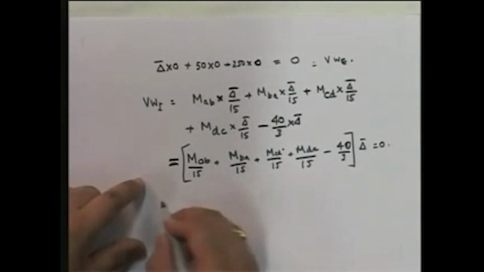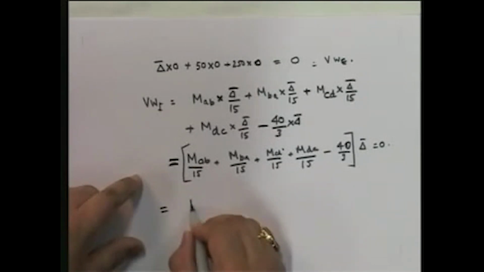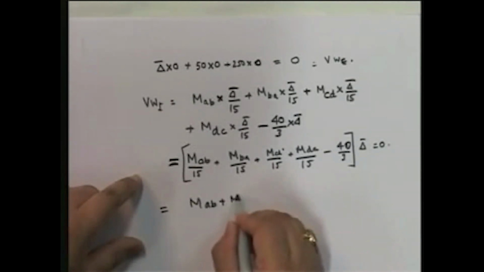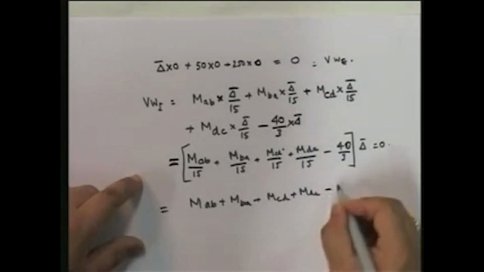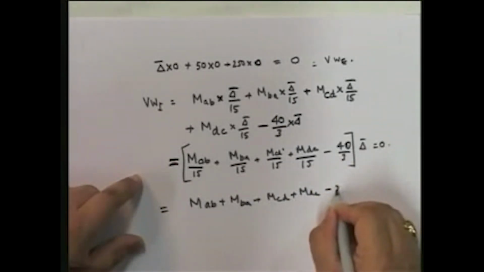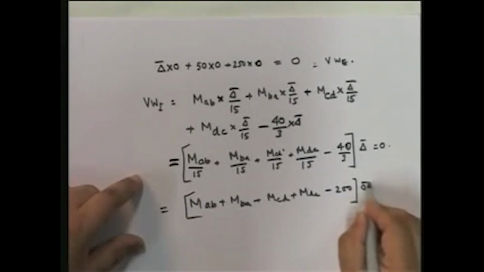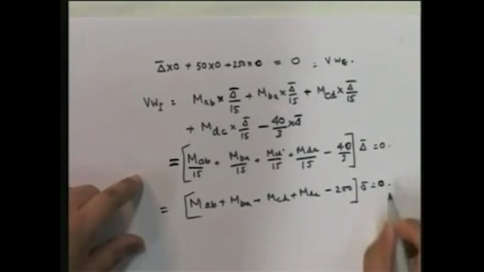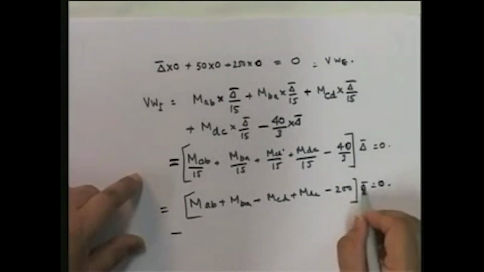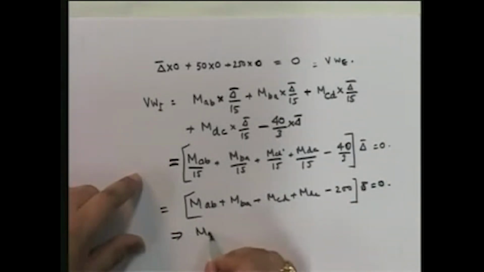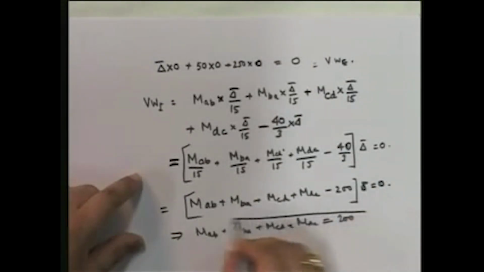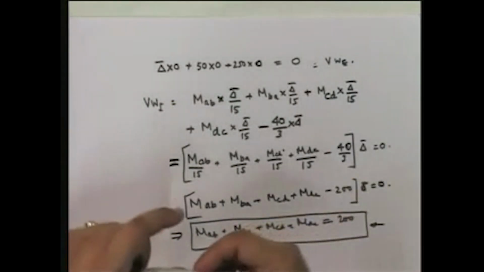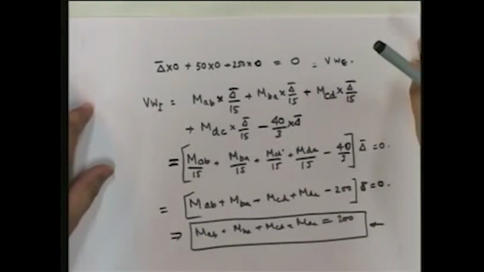So this equation, if we plug in all, anyway, let me just put this into a standard format: MAB plus MBA plus MCD plus MDC minus 15 into 40 is 600 minus 200 into delta is equal to 0, because I've taken the 15 on the other side. So what we get, and since this delta prime cannot be 0, we get that MAB plus MBA plus MCD plus MDC is equal to 200. This is my other equation that I generate from the third.